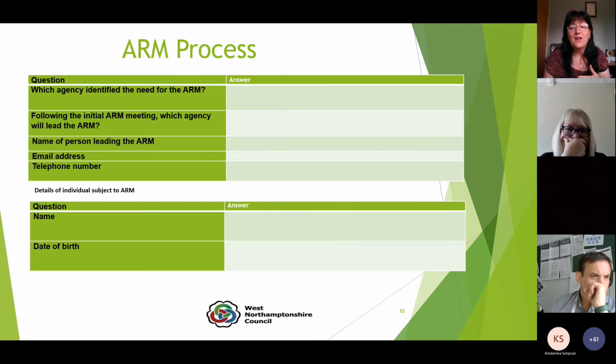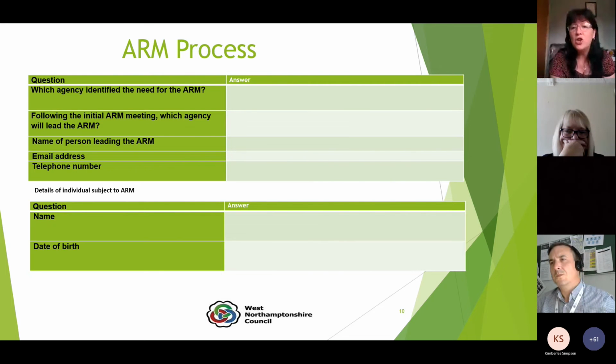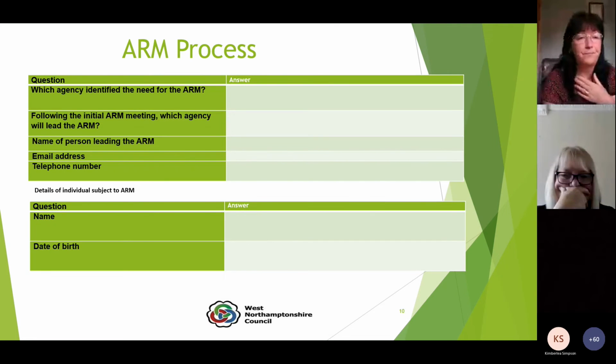So now I'm going to briefly talk through the pro forma. This is our ARM process. When you're looking at this as the chair, it's really important that you identify which agency identified the need for the ARM. And if you're chairing an ARM, it generally is you or your agency that may have identified the need for the ARM. But it's really important that's recorded.